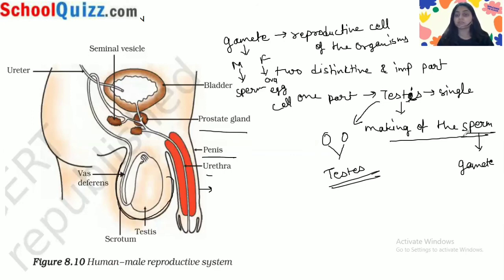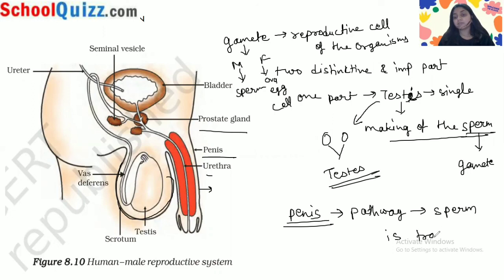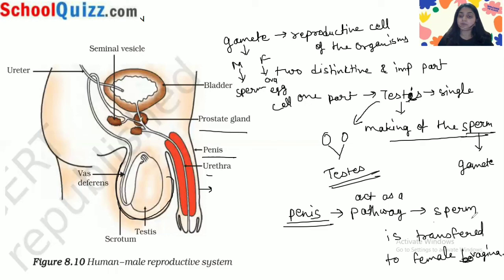There is one part which is the testes, and it is for the making of the sperm, and there is another part which is called the penis, and this acts like a pathway from where the sperm is transferred to the female body, or you can say the female vagina. Okay, so the penis acts as a pathway to transfer sperm from male to the female body. Okay, so this is the penis and this is the testis. So these are the two most distinct parts of the reproductive organs of the male.